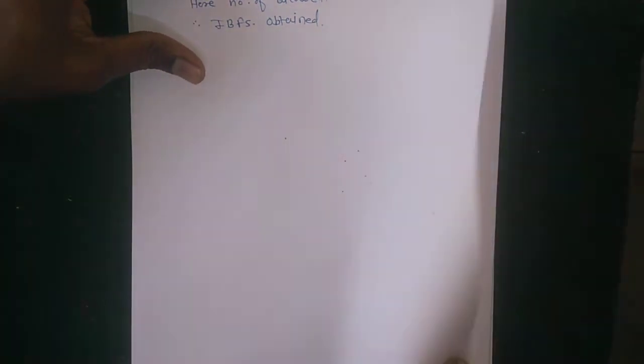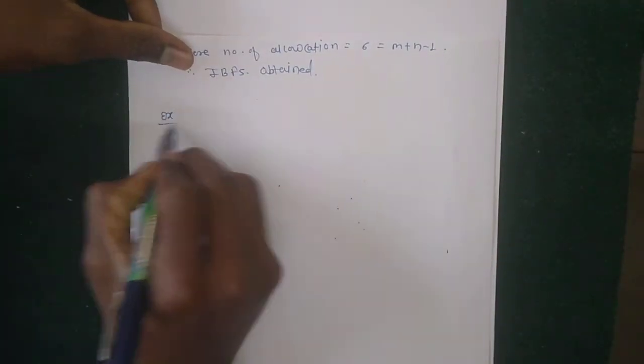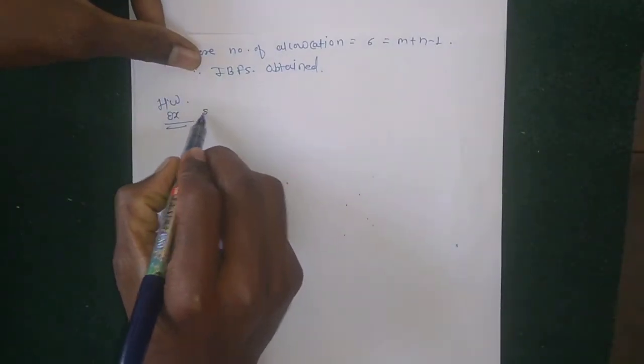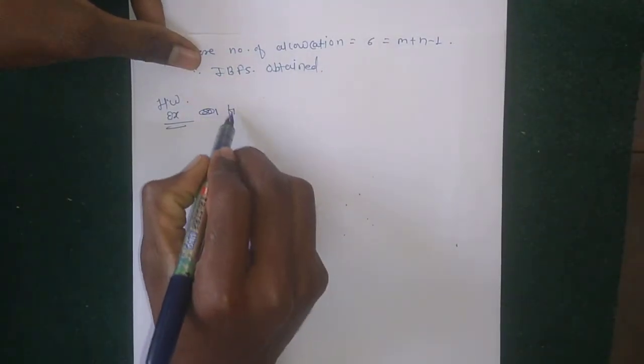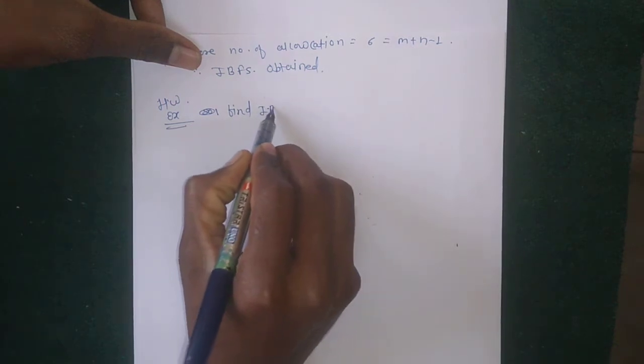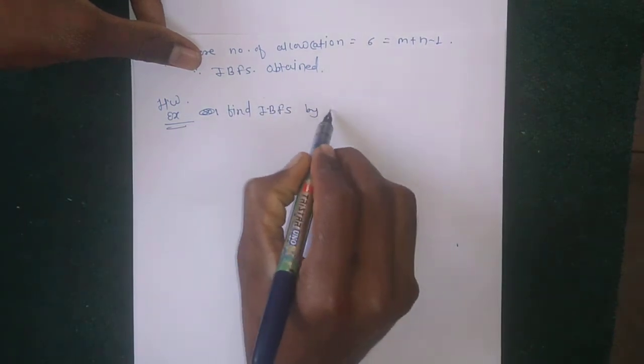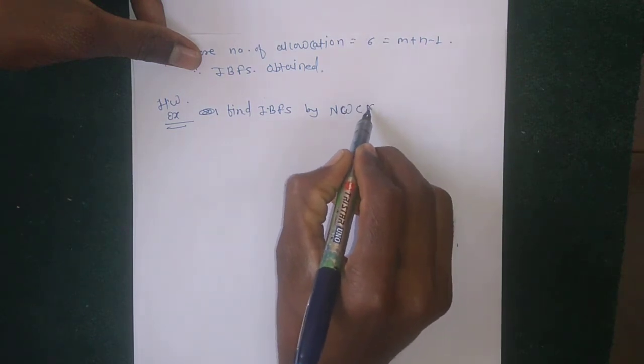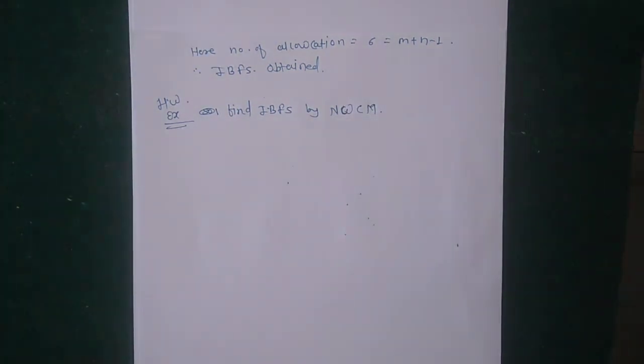Children, today we are going to discuss some examples on the least cost method. But before that, an example for homework: find the initial basic feasible solution by the northwest corner method, NWCM.